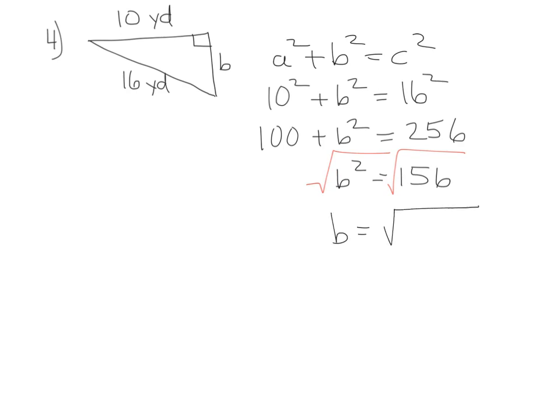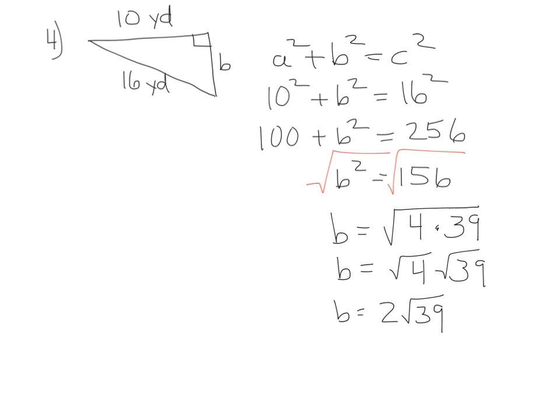And the square root of 156, it has a perfect square, 4. 4 times 39 is 156. So b would equal the square root of 4 times the square root of 39. So b would equal 2 square roots of 39. Now technically it's plus or minus, but again, negatives aren't going to make much sense here because we're talking about measurements. So there would be the answer to what b is, and it'd be yards.